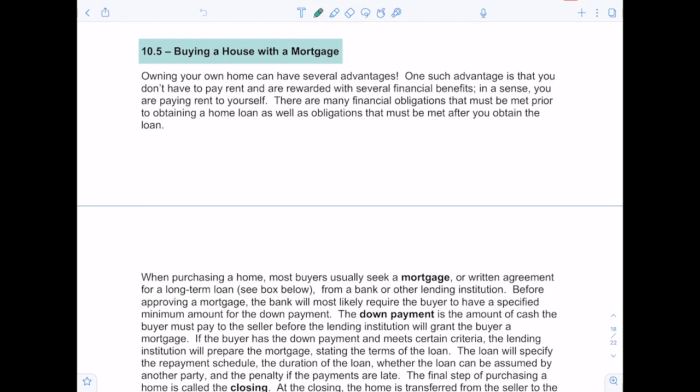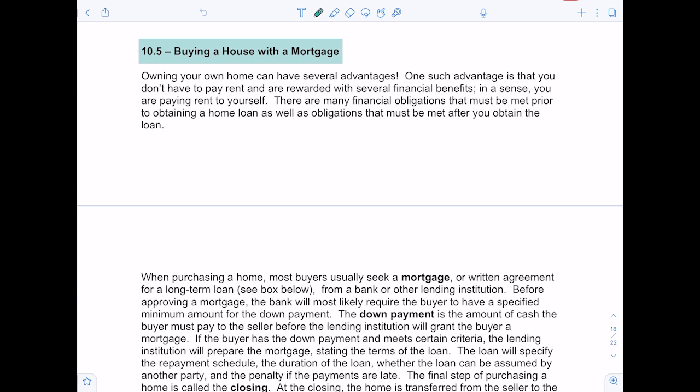Hi everyone. In this lesson, we're going to talk about buying a house with a mortgage, which should be very practical for many of you. At some point, you may need to actually apply for a mortgage.